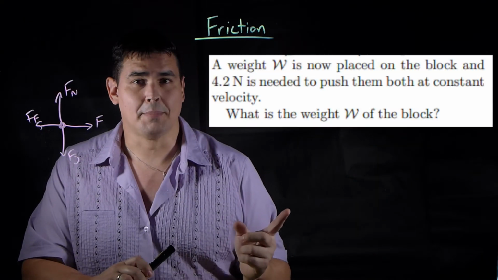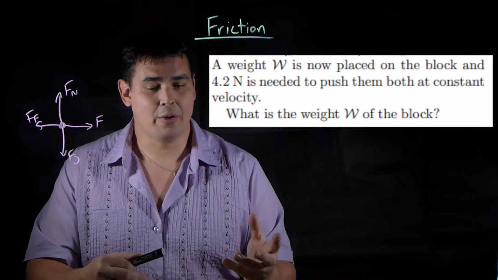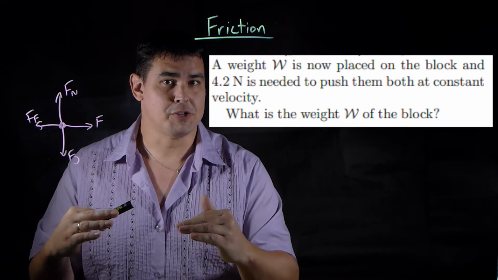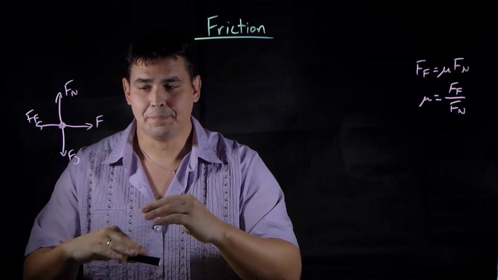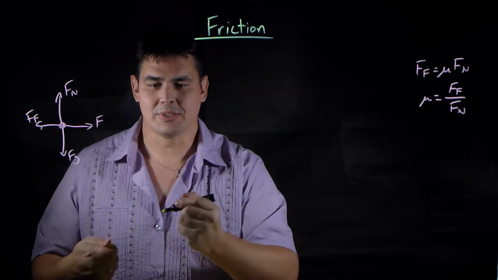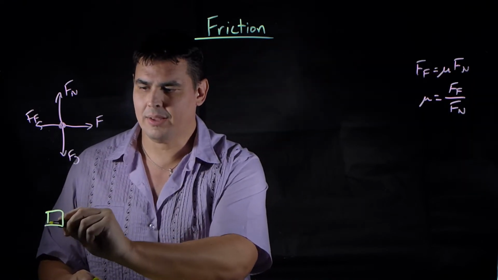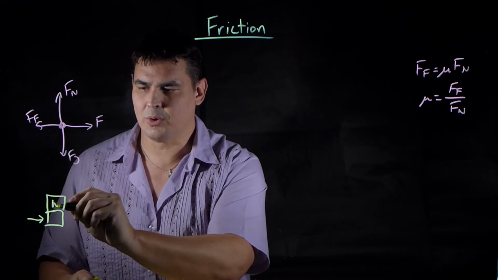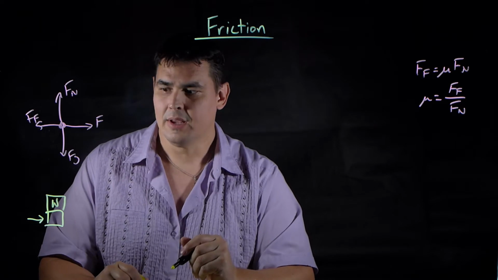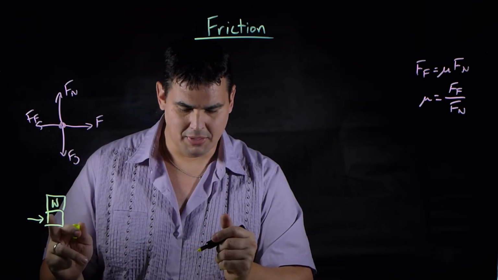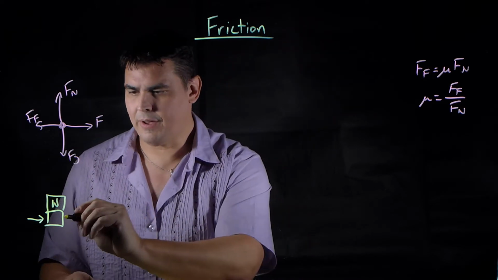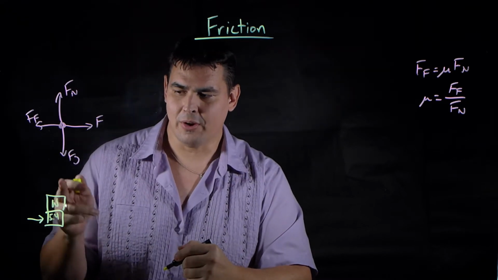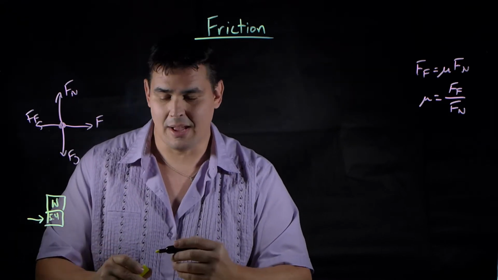Okay, so here's the second part of this problem. It's an extension to it. So now it's saying same block, same coefficient of friction because it's still the same two surfaces touching. But now I add an extra weight on top. So instead of having just one block that I'm pushing, there's a second block on top, and this one has a weight W. And I know the one below was 5.4 newtons. So now I'm trying to figure out, what's the weight of this block that I stuck on top?